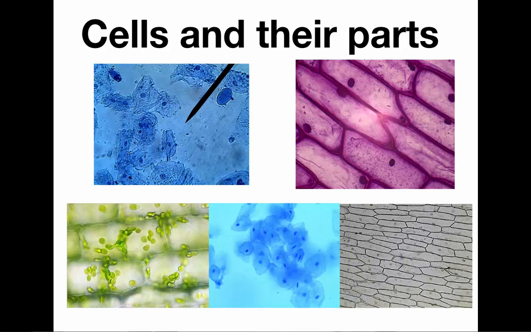So the pictures that you see on the screen and on your notes, these are all types of cells that we're going to see over the next couple weeks. And what you see in these pictures are some cells. For example, in this picture, these are some animal cells, a bunch of them. Here you have some cells from a plant. Here you see some more, all stacked on top of each other. Here are some others.